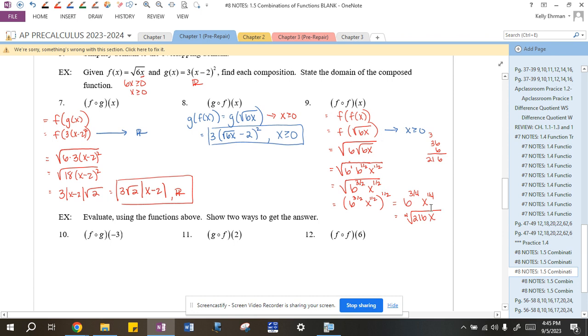Do I need to get any new restrictions from that? It's still an even root. It's still that 216x should be greater than or equal to 0. So in general, x should still be greater than or equal to 0, which carried over anyway from the inner function.